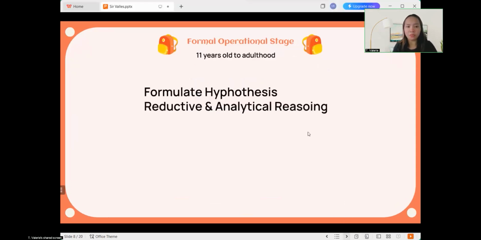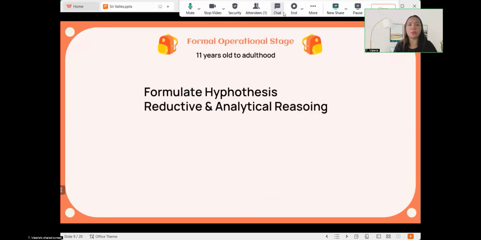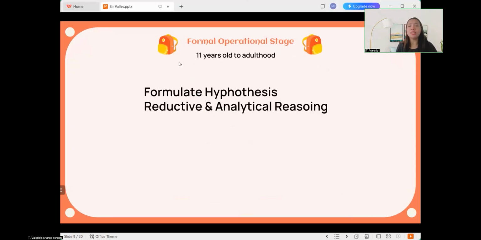Now, let's have the formal operational stage. During this time, a child can now formulate hypotheses, and is capable of deductive and analytical reasoning, because he has now developed logical and reasoning skills.